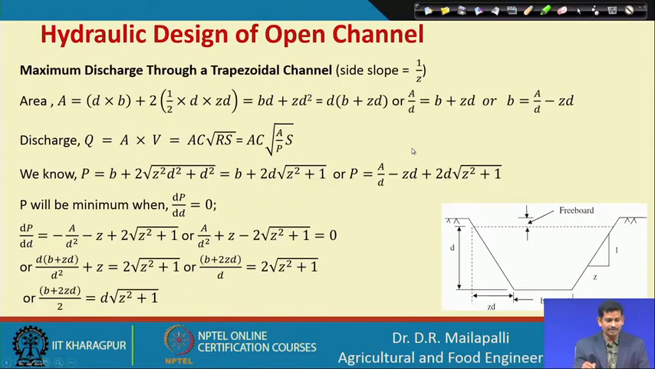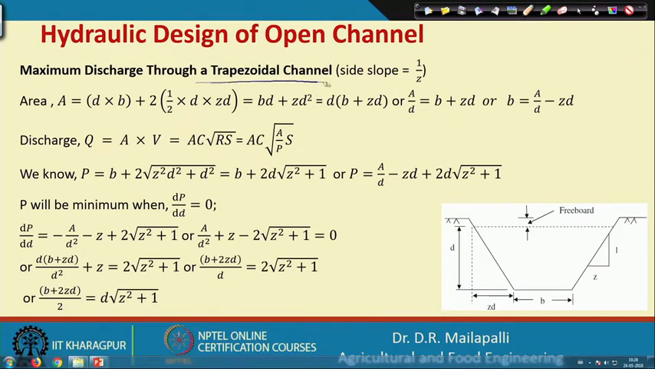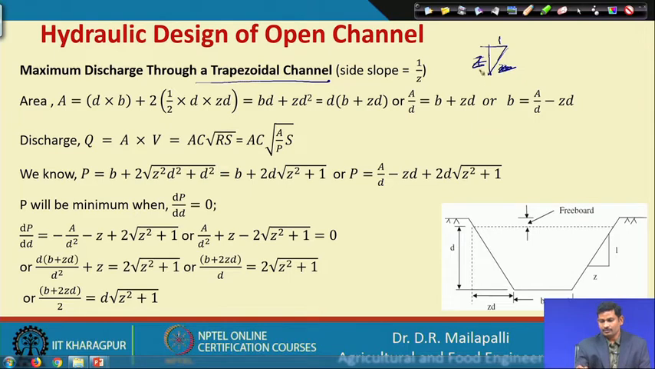The next part is, what about the maximum discharge in case of trapezoidal channels, compared with the maximum in case of a rectangular channel. This is the trapezoidal channel where the slope is 1 is to z. Sorry, I am sorry. So 1 is to z, that means 1 vertical and z horizontal. So that is the slope.